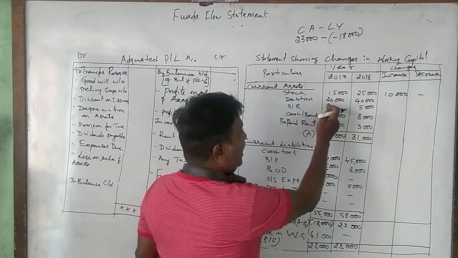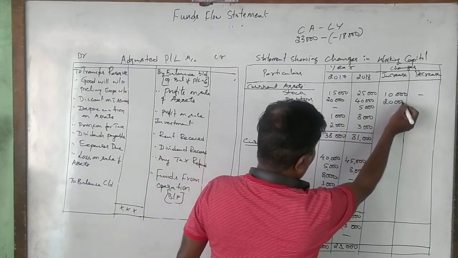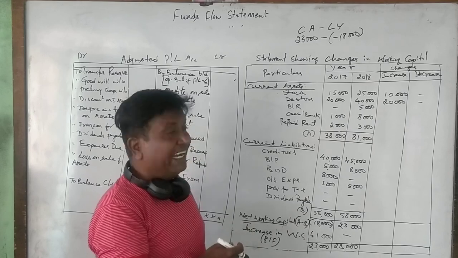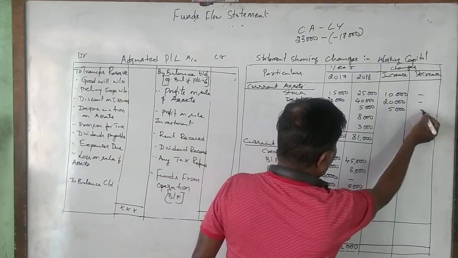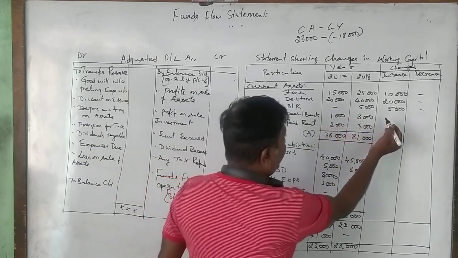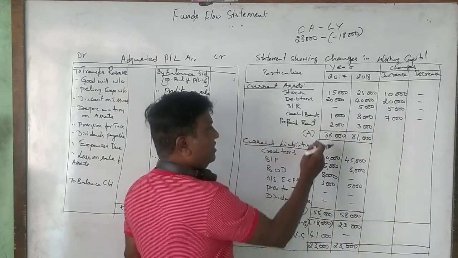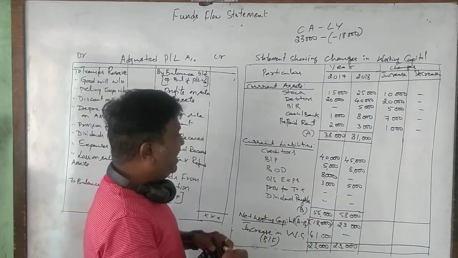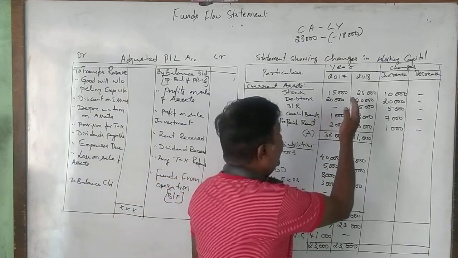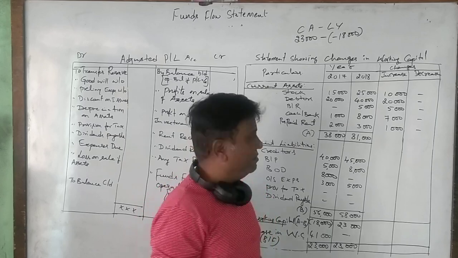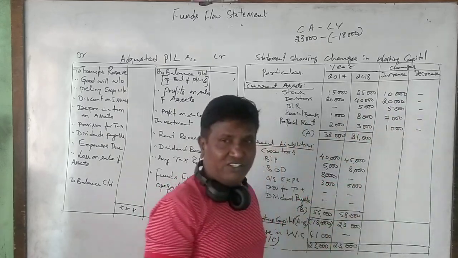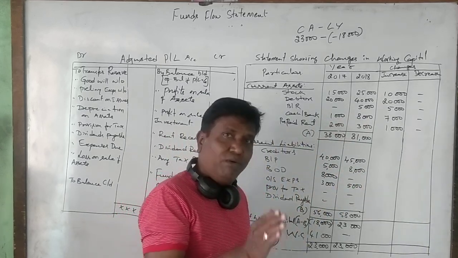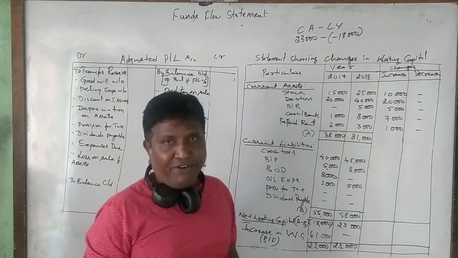20,000 to 40,000, there is an increase of how much? 20,000 rupees. Now, there was nothing in bills receivable in 17. There is 5,000 rupees in 18. That means, again, there is an increase in the working capital. Here, cash at bank, 1,000 to 8,000. There is an increase in the working capital. Here also, 2,000 to 3,000. There is an increase of working capital. Now, in current assets, if there is an increase from last year to current year, we write it in the increase column. If it is decreased, definitely we write it in the decrease column, the difference amount.